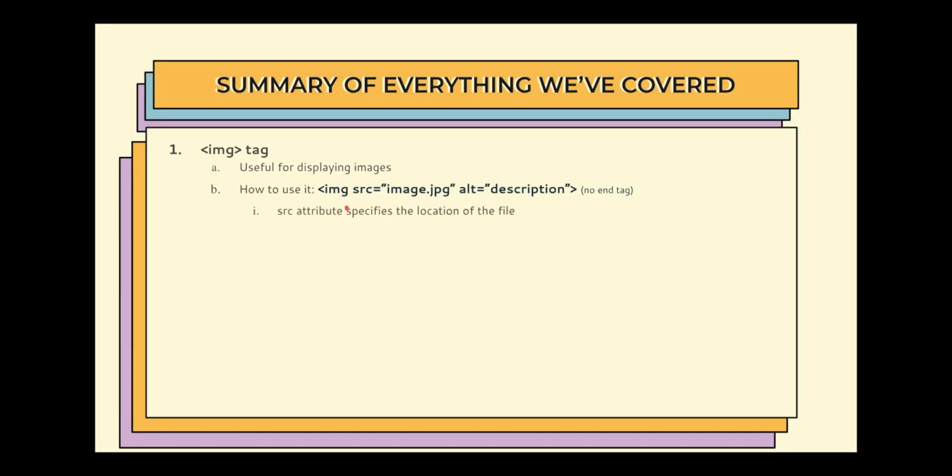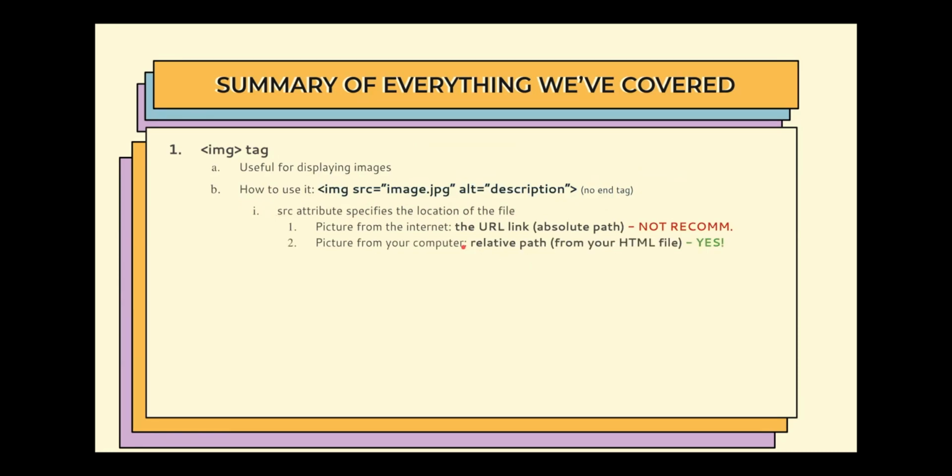And src and then alt right here, these are called attributes. So attributes add on extra information about the element. So we have this image element, and these are the two attributes that it uses. We have the source attribute that specifies the location of the file. And remember, we have two paths. We have absolute path and the relative path. We usually use relative path.